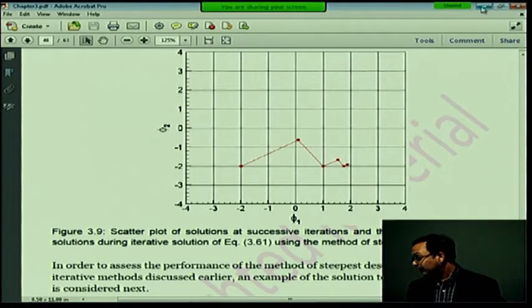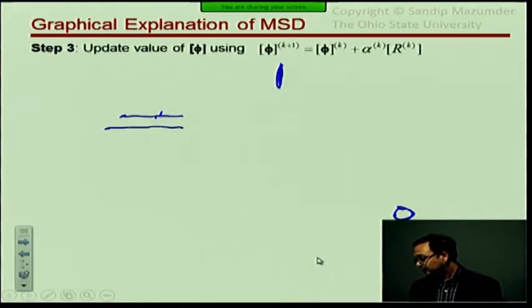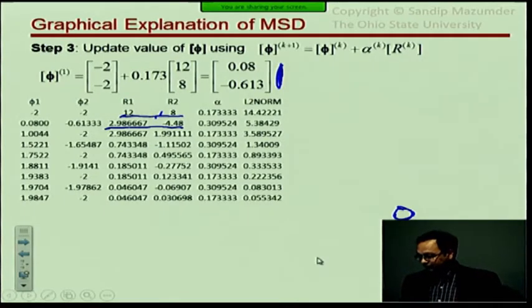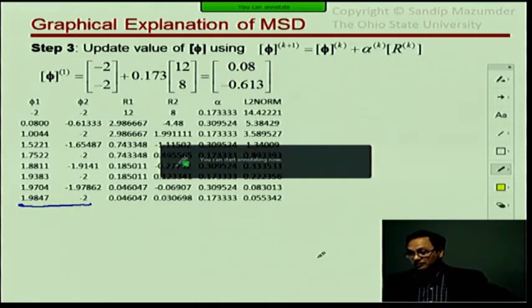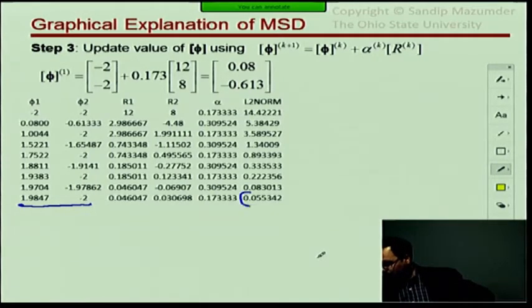Here. Okay, I think I've done about 10 iterations, but you see we are still not at the correct answer, even after 10 iterations. It's 1.9847 and minus 2. Here is your L2 norm. It's gone down substantially from 14 to about 0.05, but still not gone down all the way.